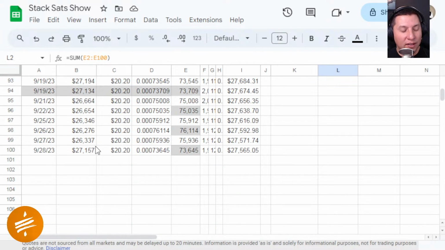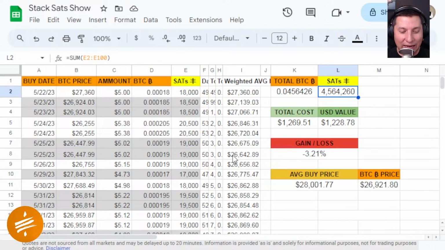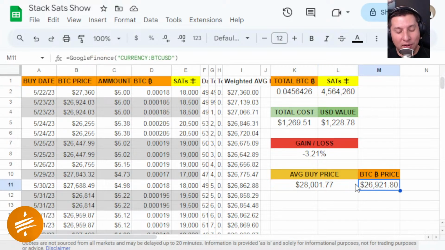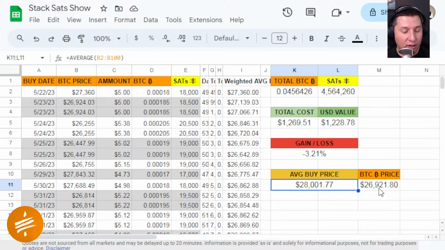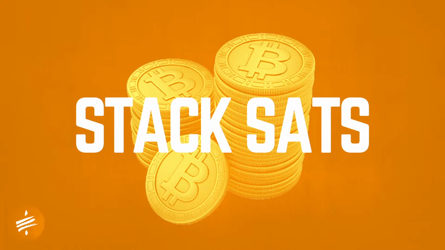Here we go. The price of Bitcoin today is $26,921.80. Since the price of Bitcoin is still below our average buy price, we will buy a double stack, $20 worth of Bitcoin today is what we're going to be purchasing now, because it's time to stack some sats. Here we go. There it is.